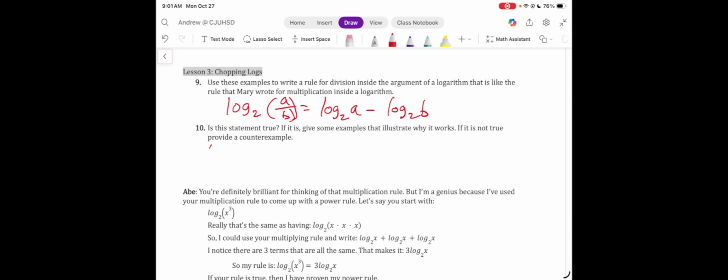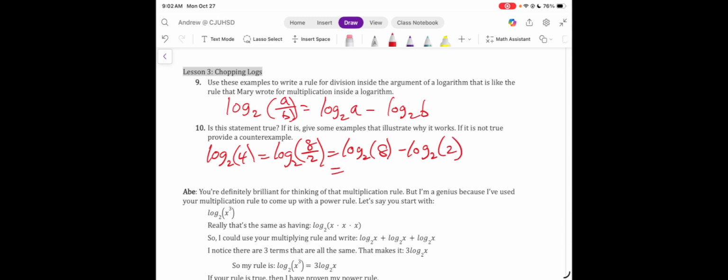Let's see. The log base 2 of 8, remember 8 can be written as... actually, let's go to 4. Log base 2 of 4 could be 8 over 2, and that should be the log base 2 of 8 minus the log base 2 of 2. The log base 2 of 8 is 3. Log base 2 of 2 is 1, and that's 2, and that's what this original log is equal to.